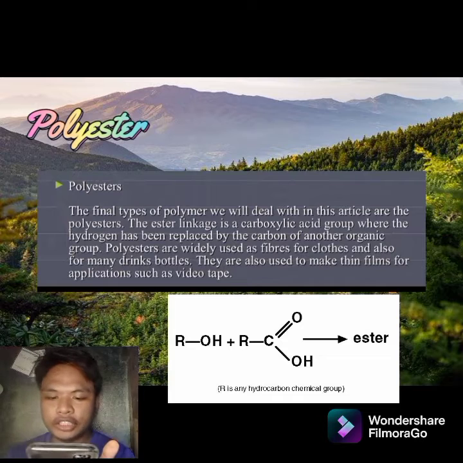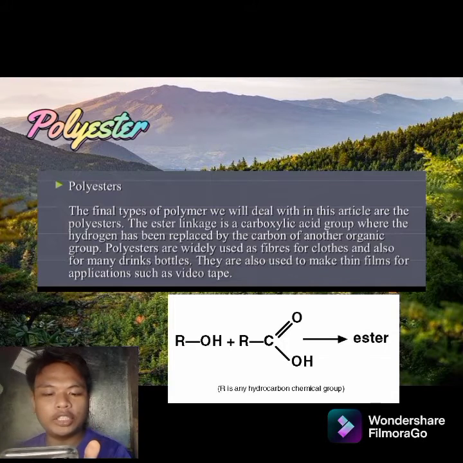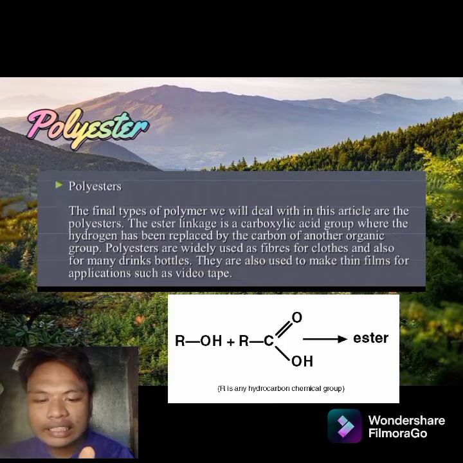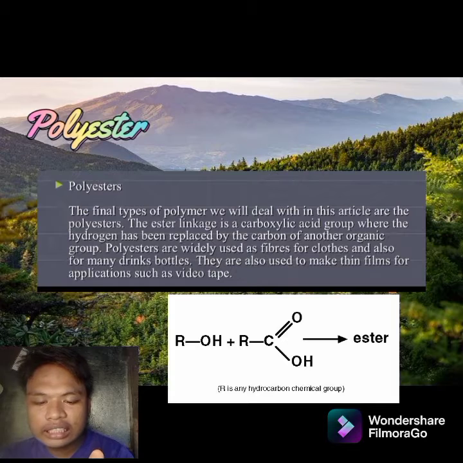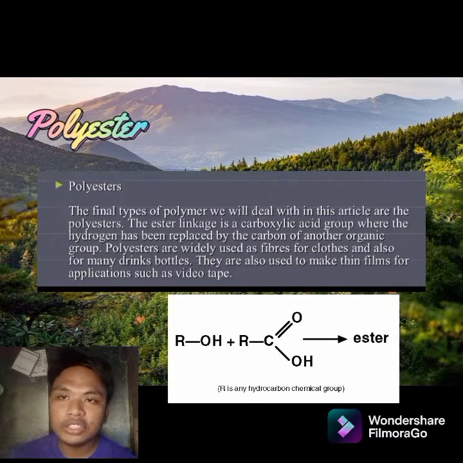Last, polyester. The final type of polymer we will deal with in this article is polyester. The ester linkage is a carboxylic acid group where the hydrogen has been replaced by the carbon of another organic group. Polyesters are widely used as fabrics for clothes and also for many drink bottles. They are also used to make thin film for applications such as videotape.